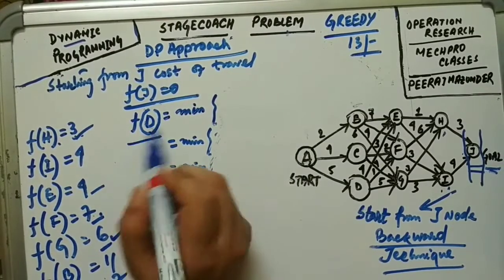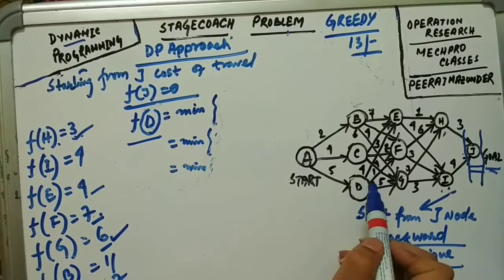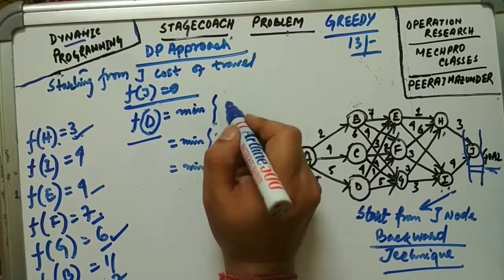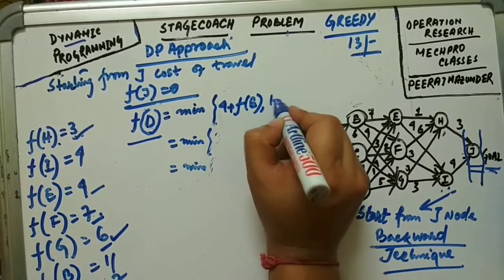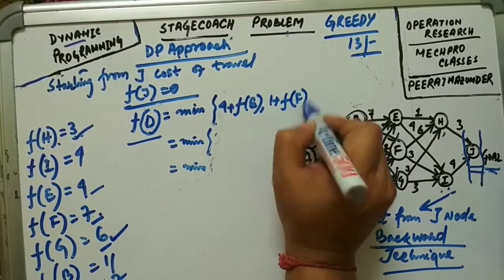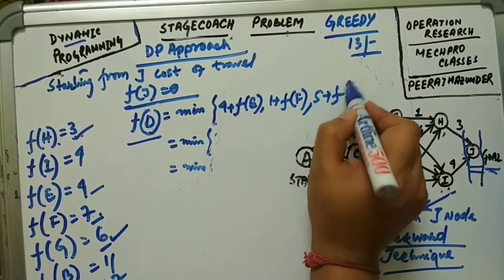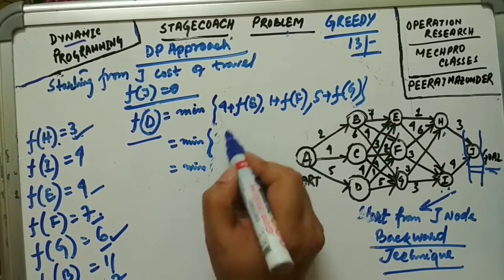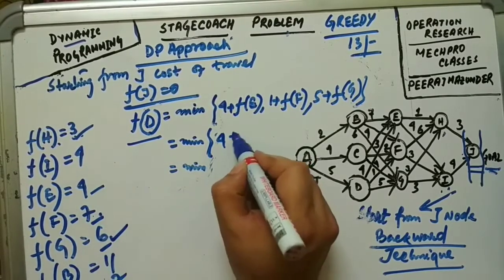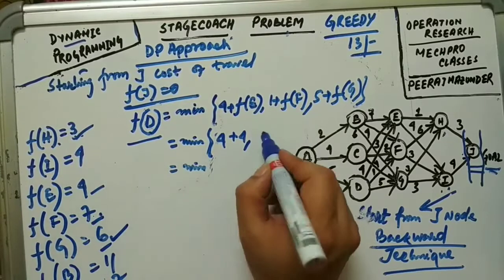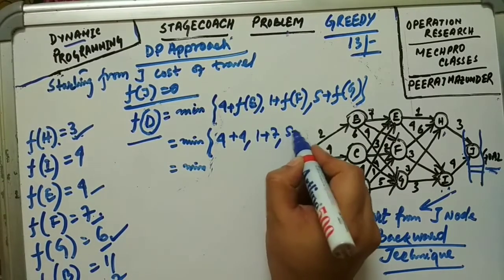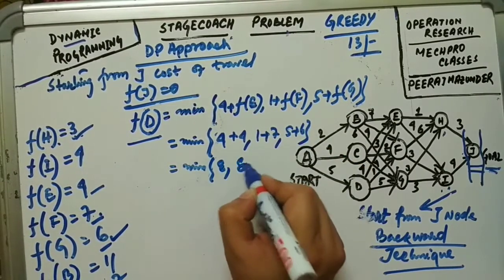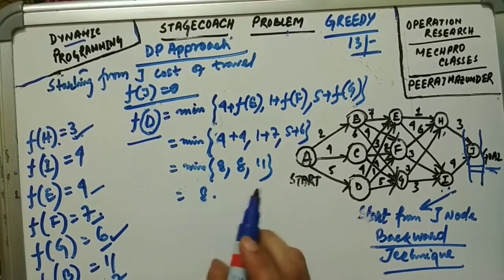Now for finding f of D, we have 4 plus f of E, 1 plus f of F and 5 plus f of G. So I can write for D minimum of 4 plus f of E, comma 1 plus f of F, and 5 plus f of G. So this will give you how much value? 4 plus f of E, that is 4, 1 plus f of F, that is 1 plus 7, and 5 plus f of G, that is 6. So how much? 8 and 11. So minimum will be 8 only. So f of D is coming to be 8.